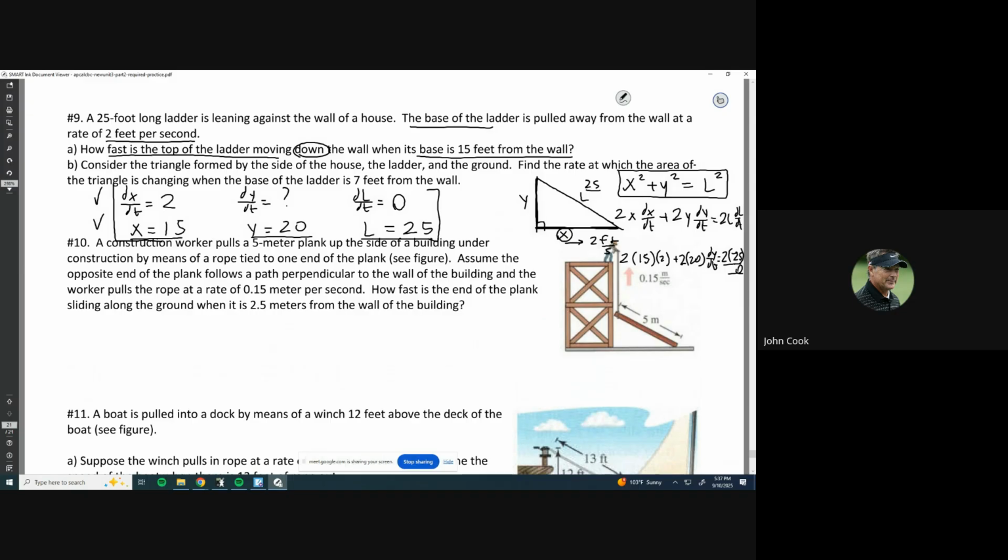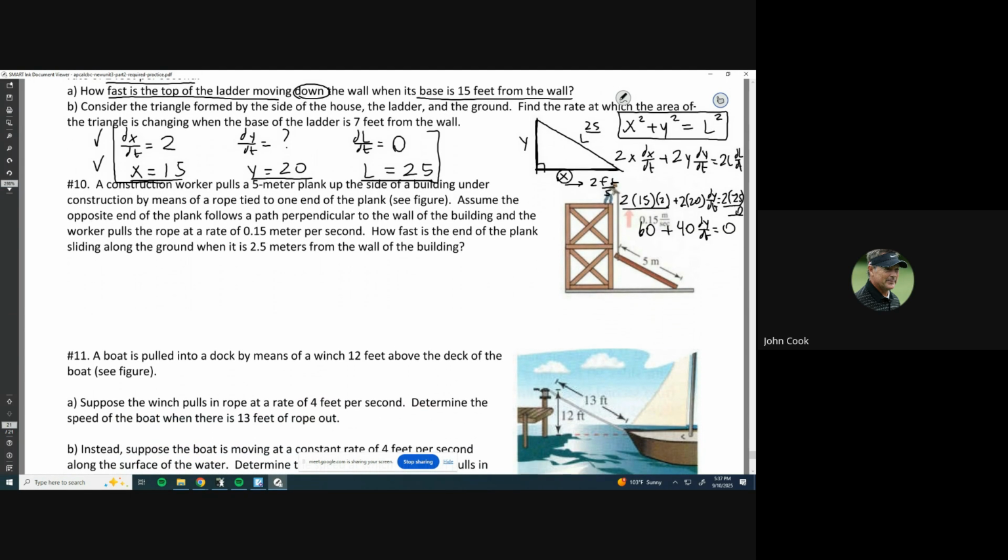All right, so let's start cleaning this up a little bit. 2 times 15 times 2, that's going to be 60. 2 times 20 is 40. And then 0 times anything is 0. So now we just need to solve for dy/dt. If we subtract 60 from both sides, 40 dy/dt is equal to negative 60. Dividing both sides by 40, we get dy/dt is equal to negative 60 over 40, and that'll reduce down to negative 3 over 2.